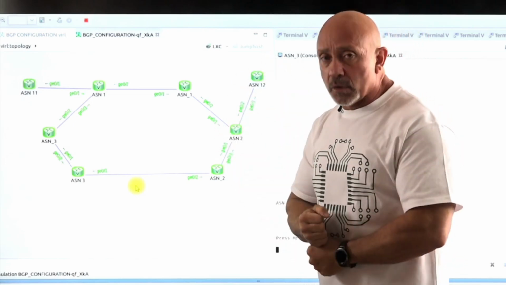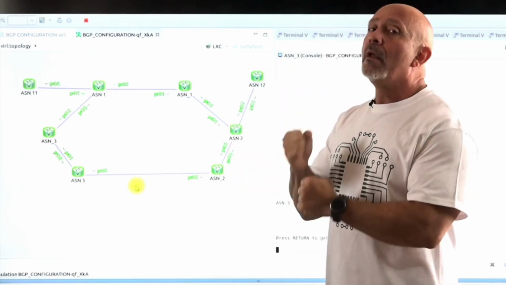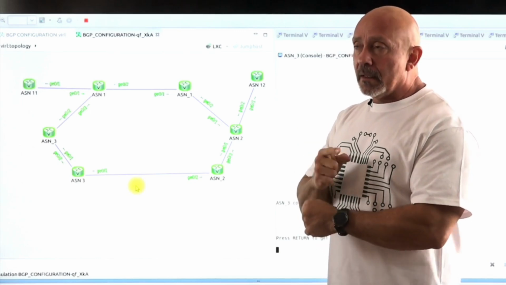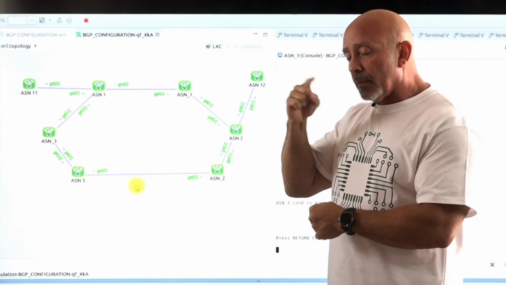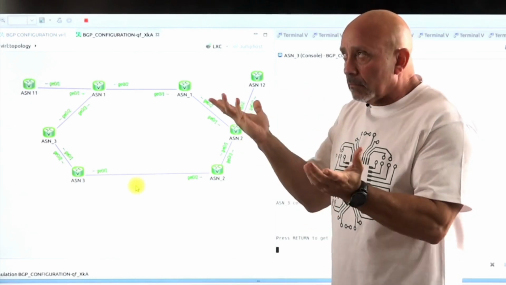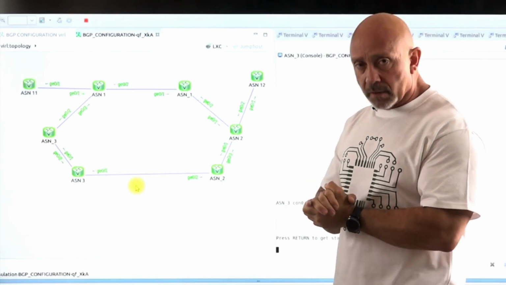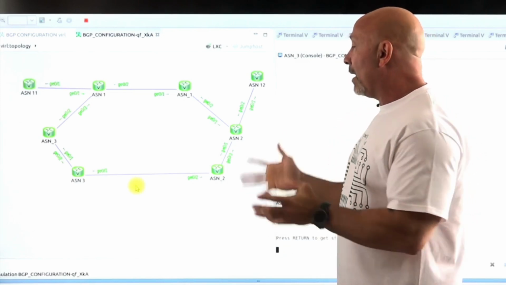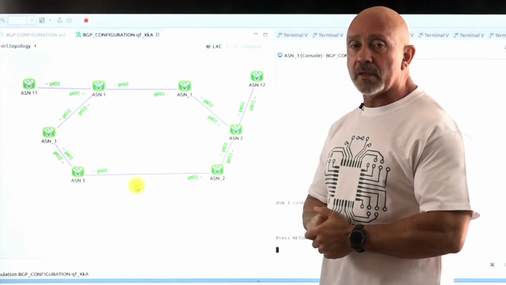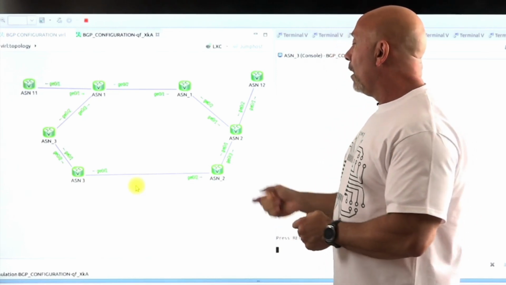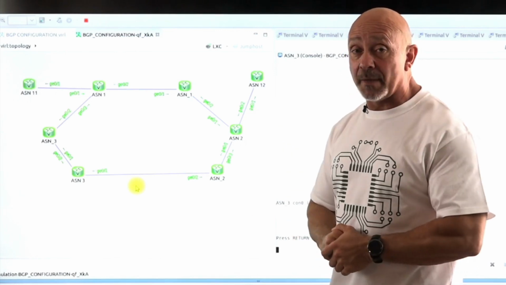But if you use the loopback address, what is it that you have to do? And I've said this before. You have to tell it, neighbor such and such, update-source loopback 0, or whatever loopback it is, so it knows, oh, okay, I'm using the loopback. If not, it's going to get confused. So remember that command, the update-source loopback command, when you're doing it from the same autonomous system, which is iBGP.